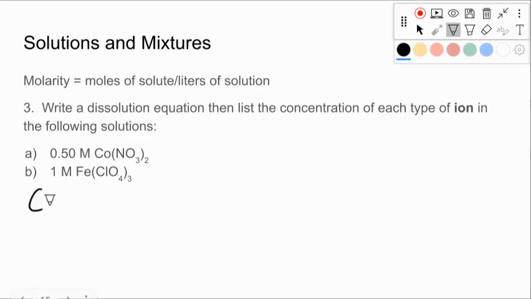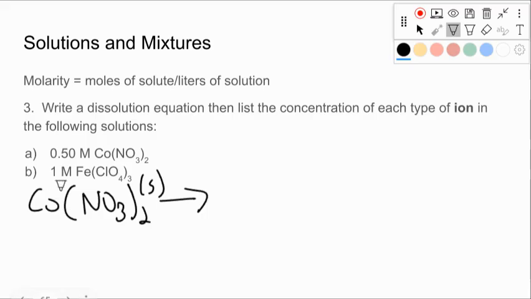For a dissolution equation, you're going to take your given salt, which will be in a solid form. So this is a solid. And it's going to break down into its ions, which become aqueous. If you don't know the charges of things, you can always work backwards from the other things. So the NO3 is a polyatomic ion. It has a charge of -1. If there's 2 of them, then the cobalt has a charge of +2.